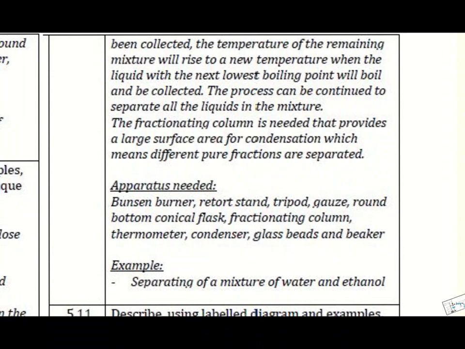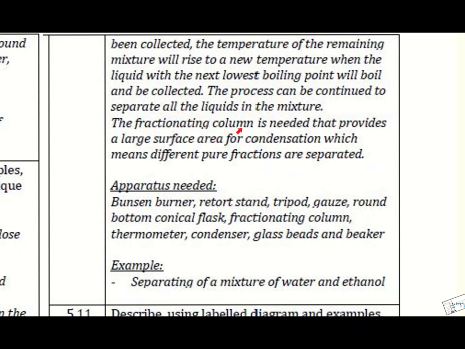After the liquid with the lowest boiling point has been collected, the temperature of the remaining mixture will rise to a new temperature. Suppose you have a mixture of alcohol and water. So alcohol will boil first, condense, and you collect it, and then raise the temperature until 100 degrees Celsius in order for the next liquid to boil, and then it will be collected. The process will continue until you separate all the liquids you have in the mixture.